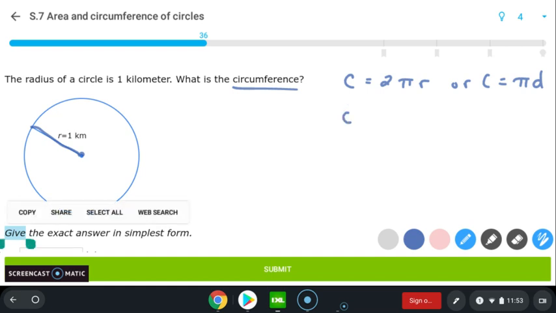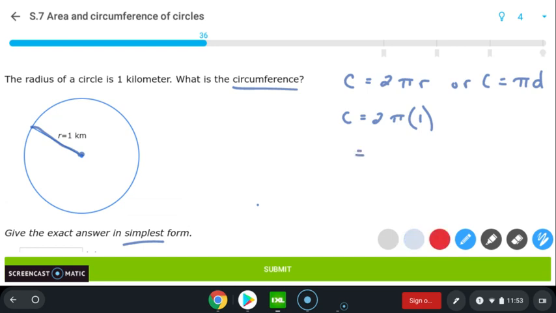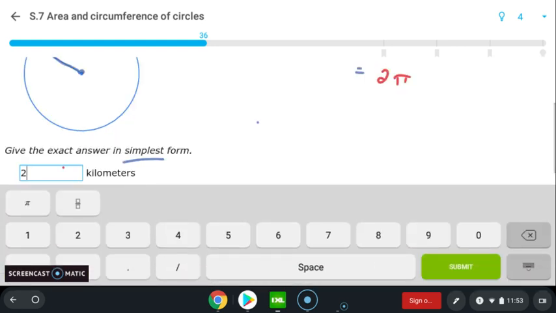And so we'll use C equals 2 pi, and our radius is 1. And again, they want our answer to be in simplest form, so we're going to leave pi kind of like a variable and just multiply the numbers. So 2 times 1 is 2, and so our final answer is 2 pi.